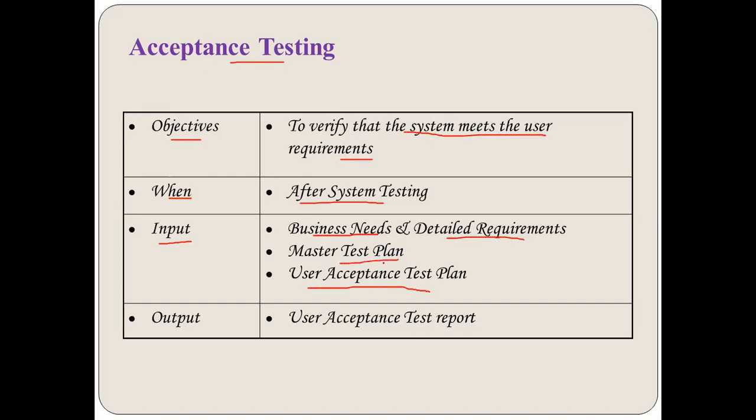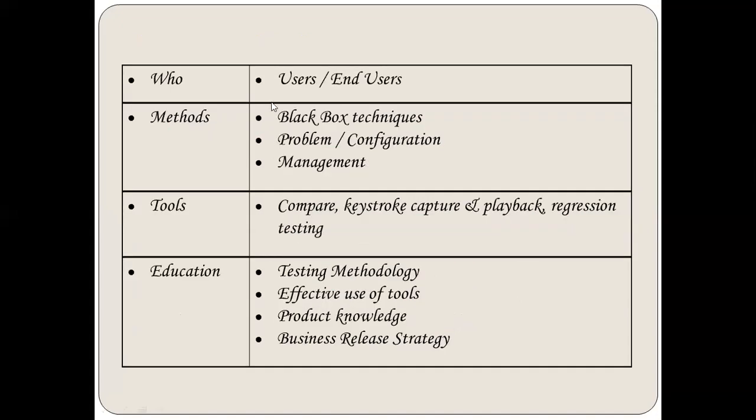Input: business needs, detailed requirements, master test plan, and user acceptance test plan. You must be seeing here that in input, the master test plan is always there, and for the type of testing we are doing, that particular test plan is considered. Next is output. The test report will be the output of user acceptance. Who does it? It is done by the end user or the users.